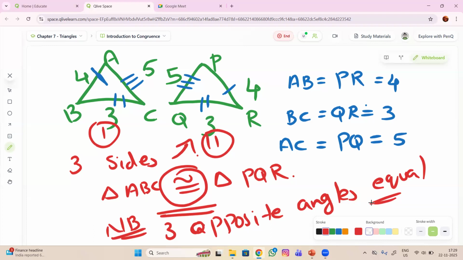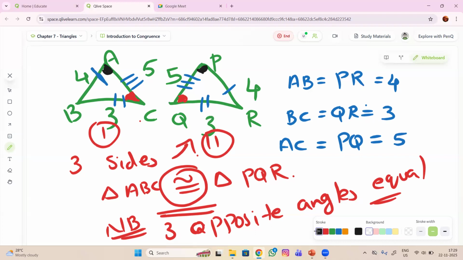That is, the angle opposite to the first side, I marked as this one. And this angle is equal to the angle opposite to the corresponding side in the other triangle, this one. Then I color the next angle black. So the angle opposite to the second side is this one. This angle is equal to, in the second figure, the angle opposite to the second side, this one.